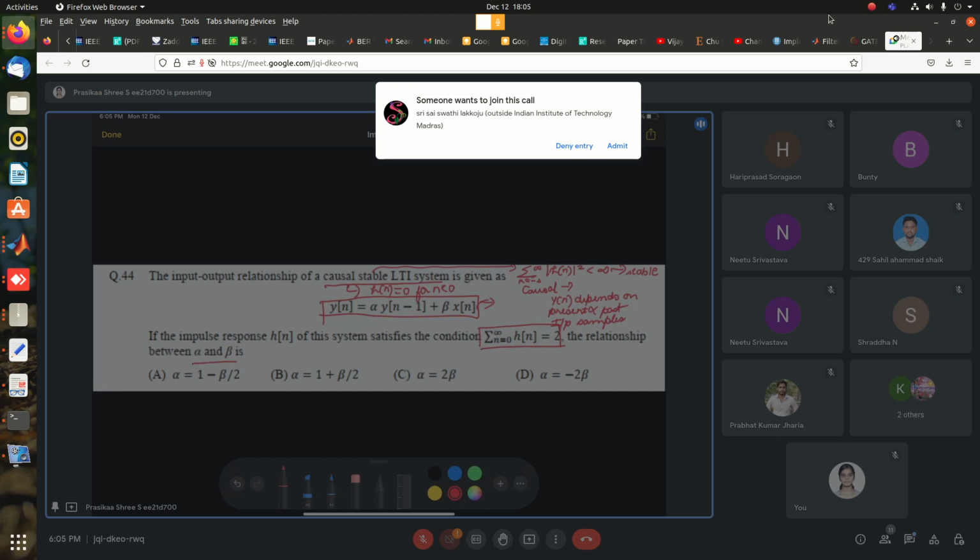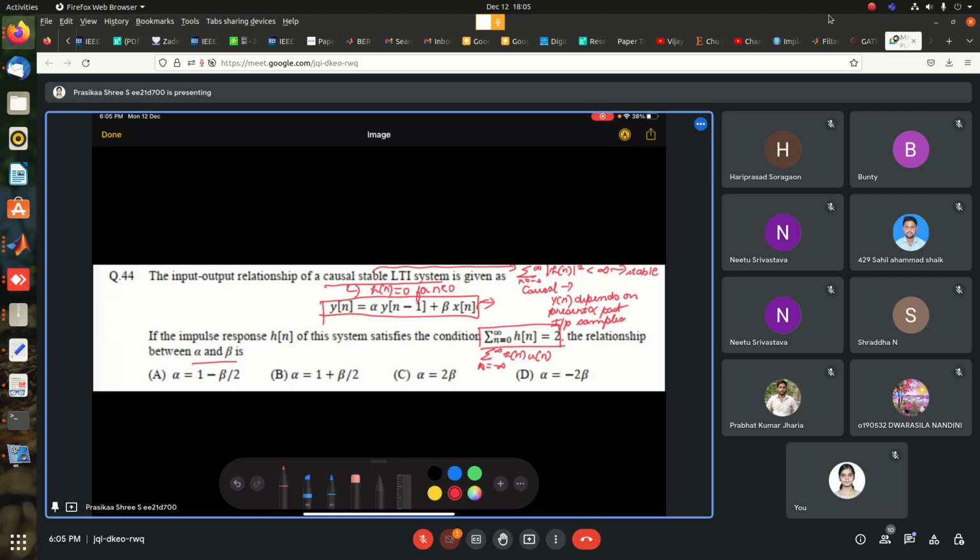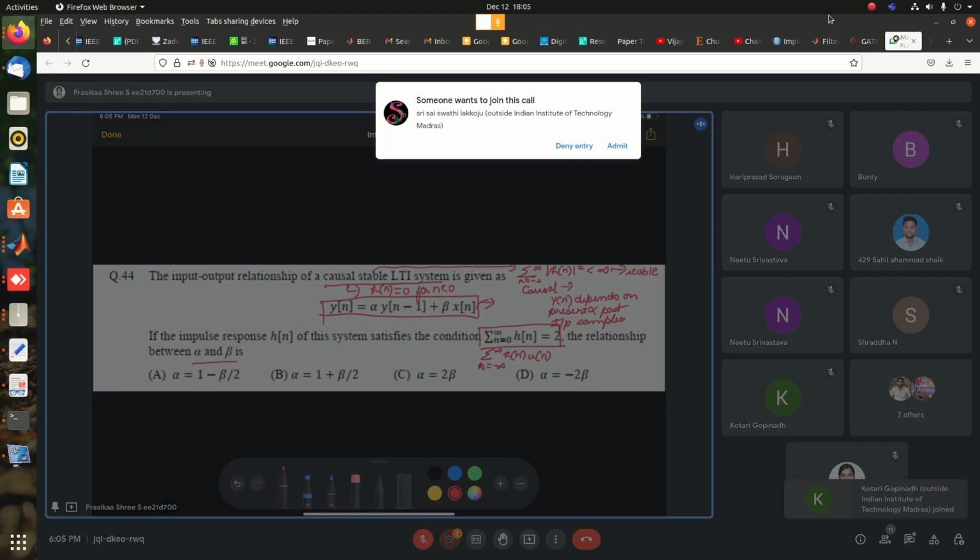One way you can do it is: this is nothing but the sum over n from minus infinity to infinity of h of n into u of n, right? So try thinking even a step ahead for the hint which I have given, or you can also think about some other way such that this condition can be used.